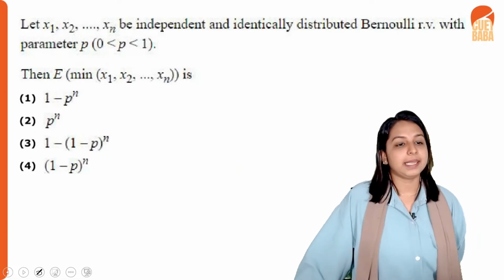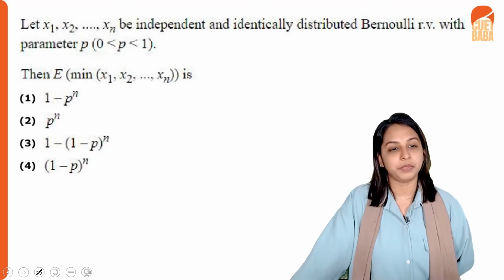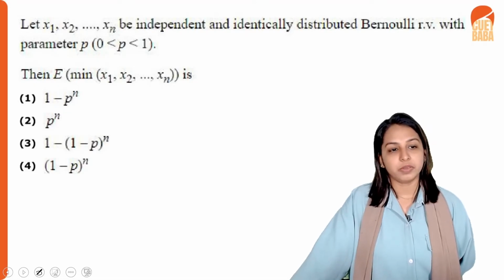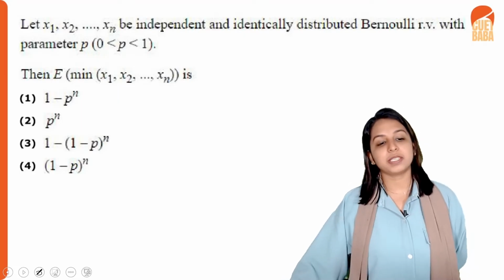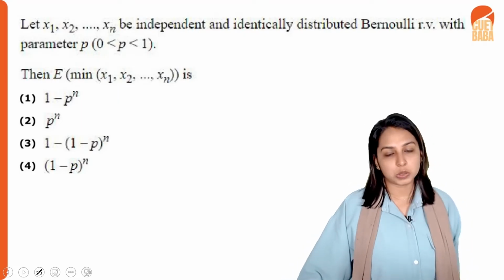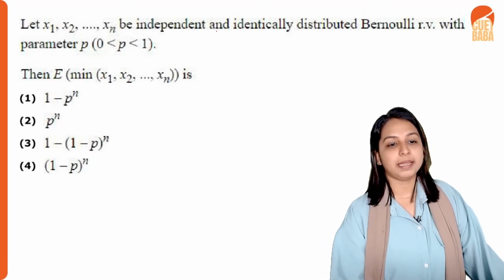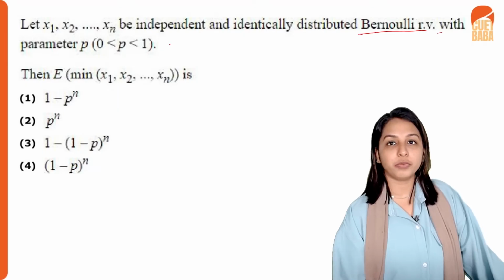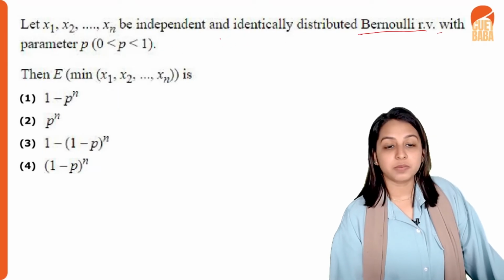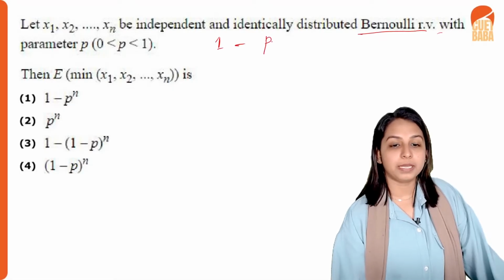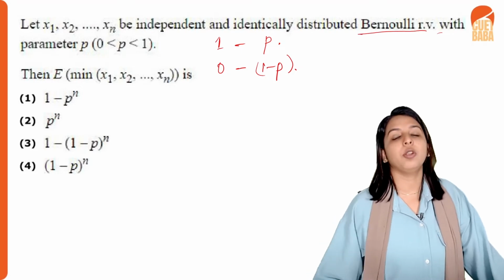Next question. Let x1, x2, etc., xn be independent and identically distributed Bernoulli random variables with parameter p, where 0 less than p less than 1. Then the expectation of the minimum of x1, x2, etc., xn is. So this question we are going to split. Given that it is an IID Bernoulli random variable, for a Bernoulli random variable we know that the distribution takes value 1 with probability p and value 0 with probability 1 minus p. So this is the Bernoulli random variable.